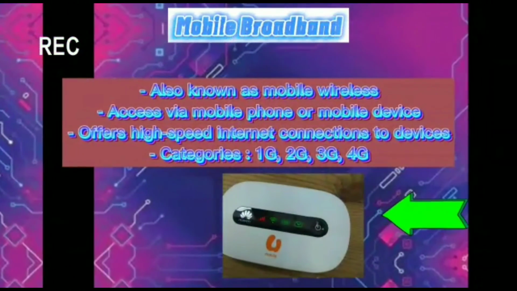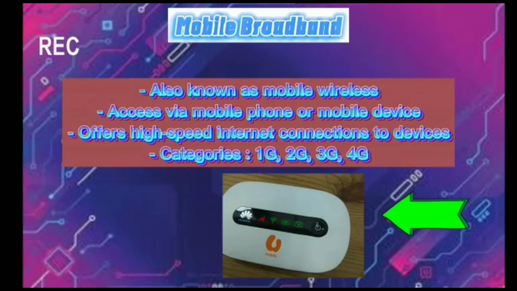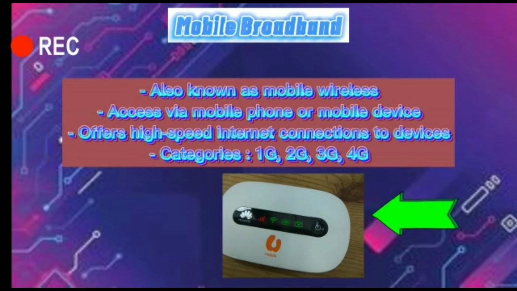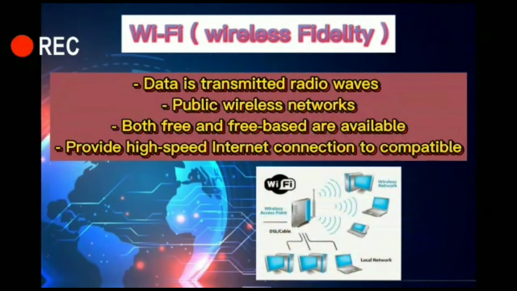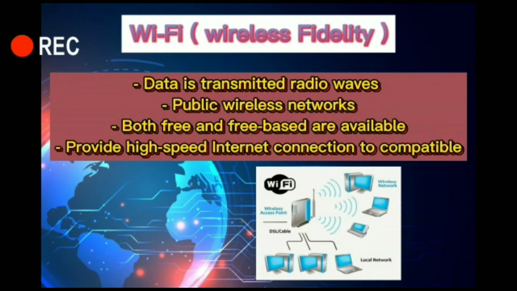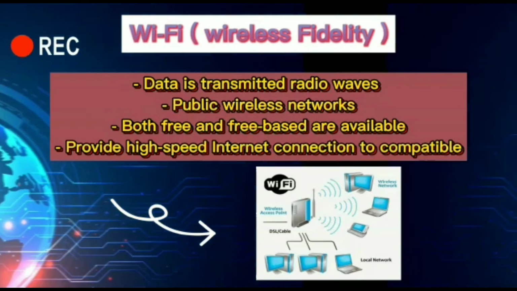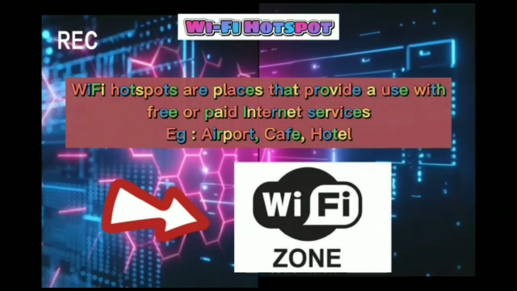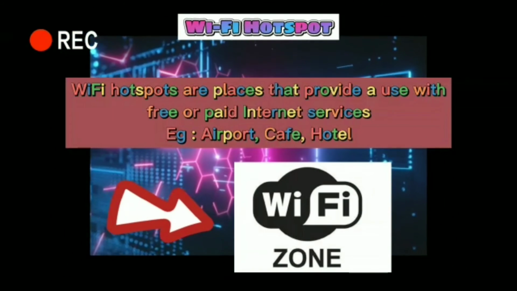Mobile broadband, also known as mobile wireless, is accessed via mobile phone or mobile device and offers a high-speed internet connection to devices. The categories are 1G, 2G, 3G, and 4G. Wi-Fi: wireless fidelity. Data is transmitted by radio wave, on a public wireless network, both free and fee-based, providing a high-speed internet connection to compatible devices. Wi-Fi hotspots are places that provide users with free or paid internet service. The examples are airport, cafe, and hotel.